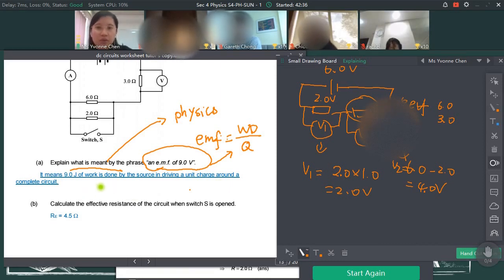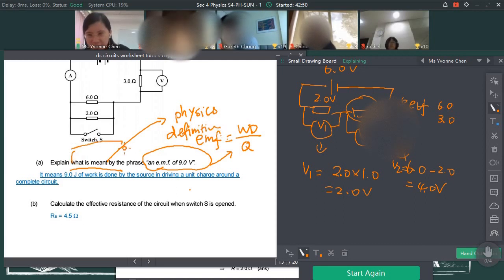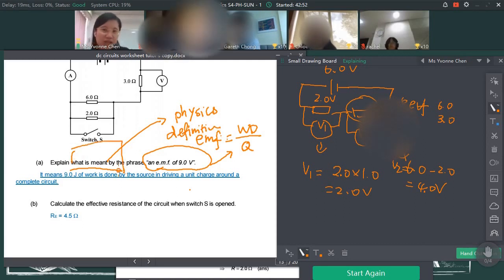This is the only way that we can answer the question. If it's a 1 mark question and we talk about other things, sorry, no mark. You must strictly answer the question by using the definition. Let me repeat: explain what is meant by always asks you for the definition.